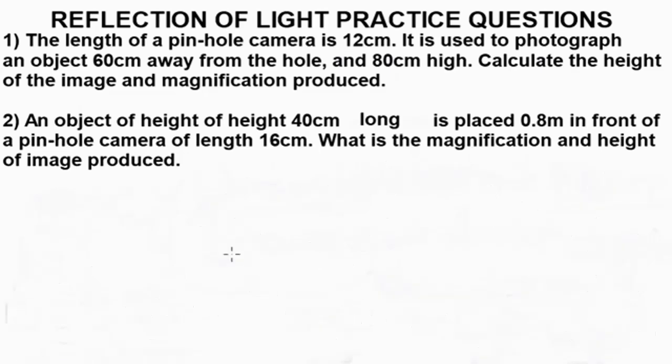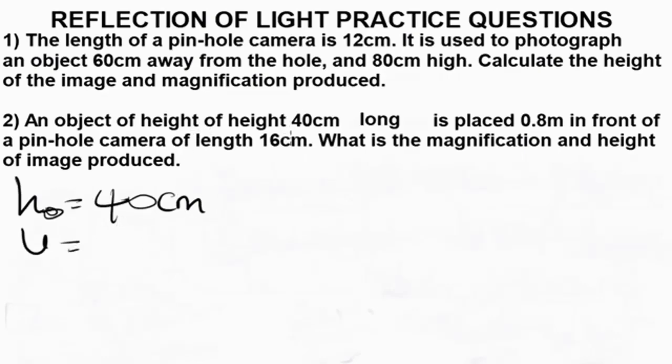Very, very interesting. Okay, so question 2 says an object of height 40 cm long is placed 0.8 meter in front of a pinhole camera of length 60 cm. What is the magnification and height of image produced? Okay, so let's bring out our parameters. In this question, we have our HO, that's object height, to be 40 cm. Okay, and we have the object distance U to be 0.8 meter.